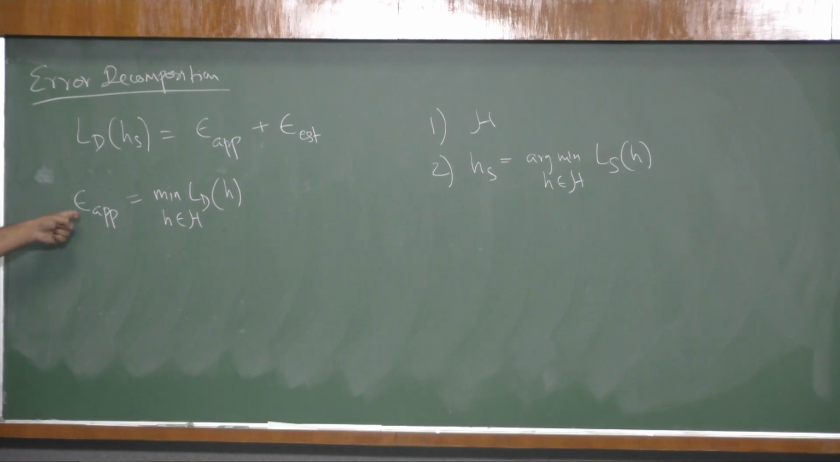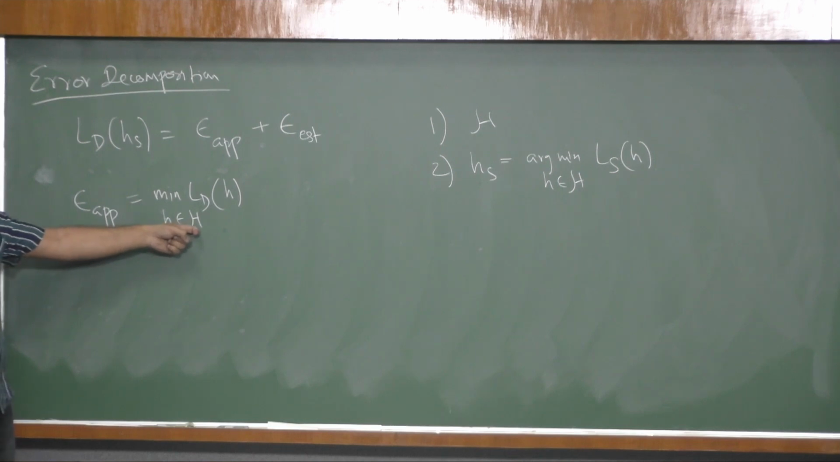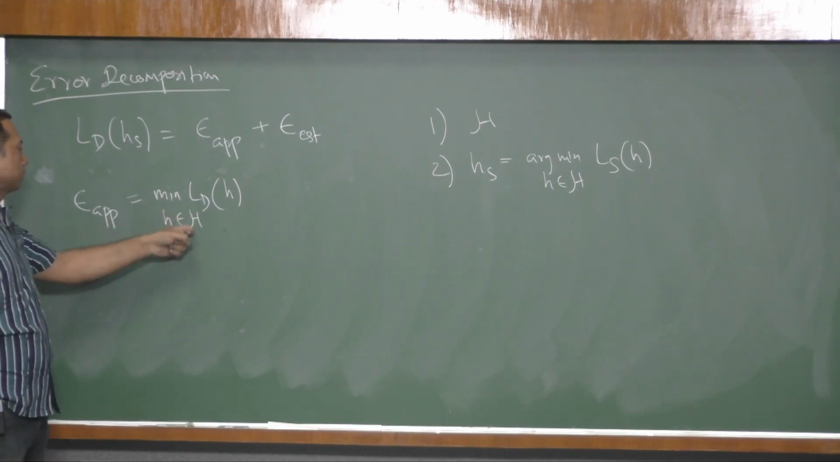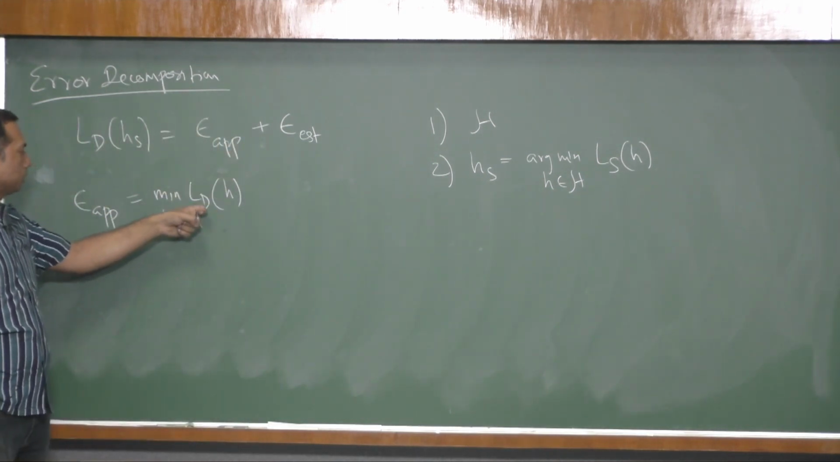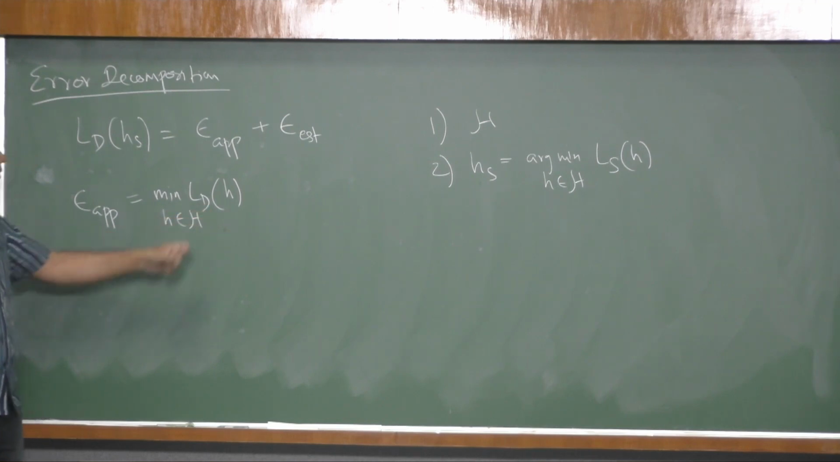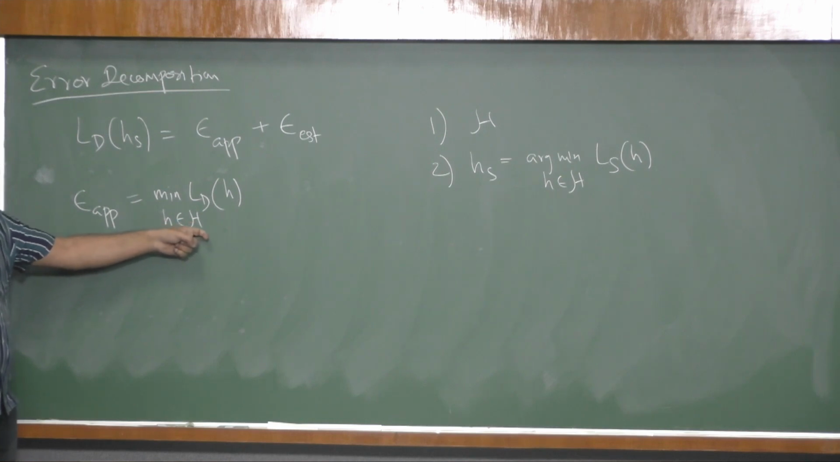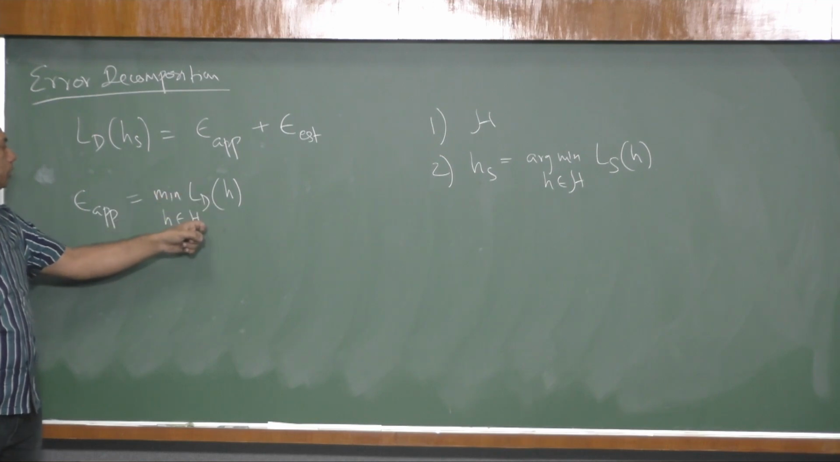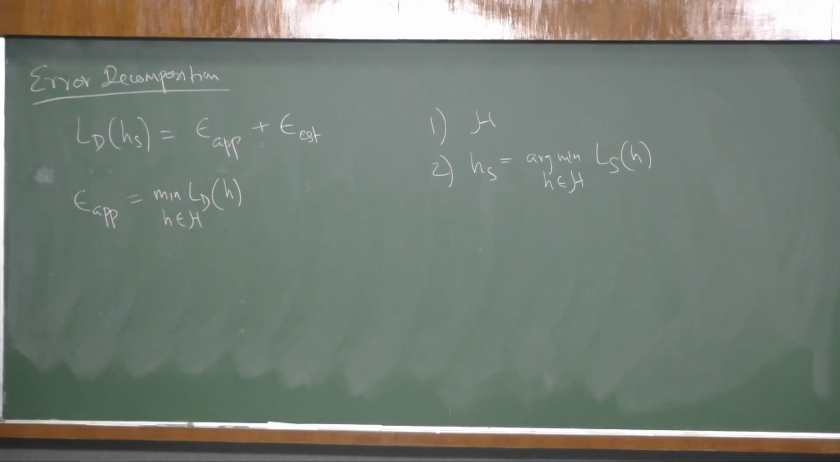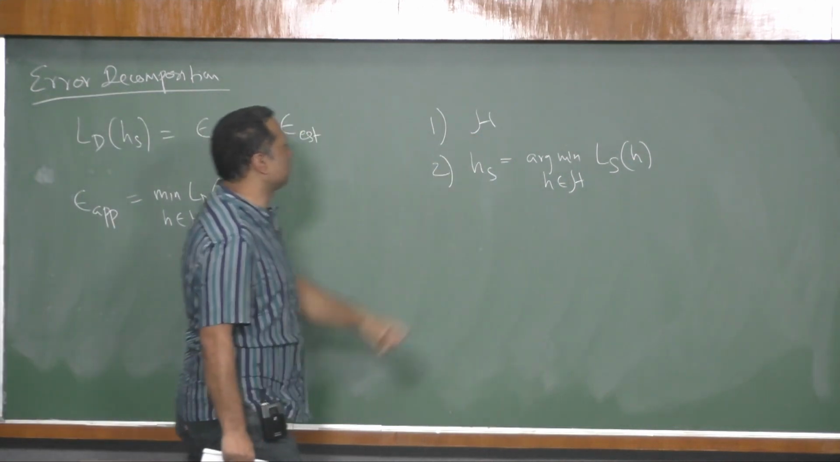So here epsilon approximation means the h that I choose from H, which is my hypothesis class. Now how bad was it? This is L_D, right? So this is the true error I will make with this choice of h. That's the first error that you can make: choosing an H which was not good in general, also during testing. So that's the approximation error that you may have made by choosing such an H.